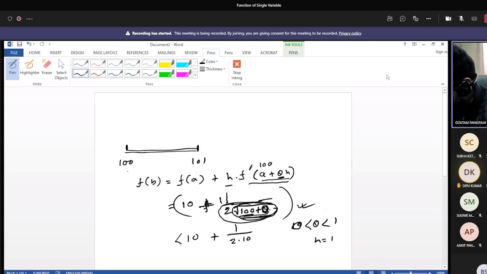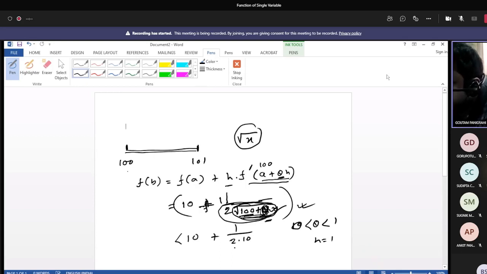You don't know what the value of theta is. You have to differentiate root x, so you take root of A plus theta, differentiating that. Root x, equal to root of x plus theta. You have to differentiate root x, and then you have to put in the value of theta.